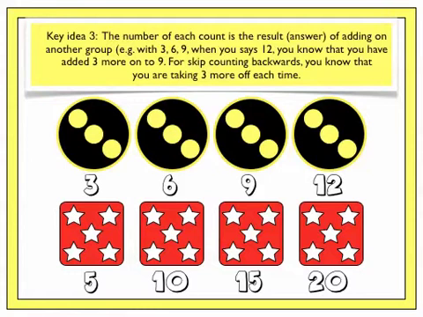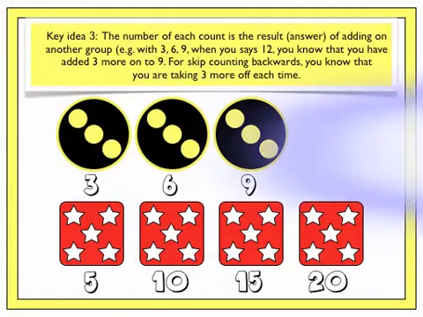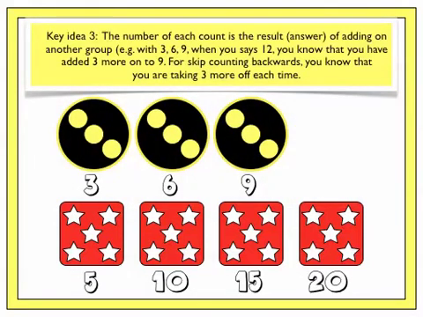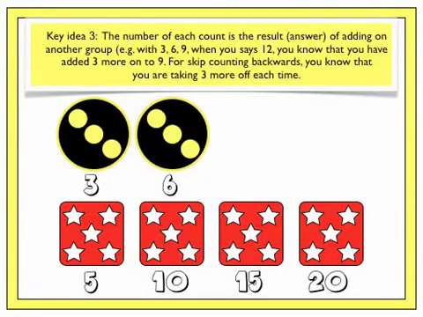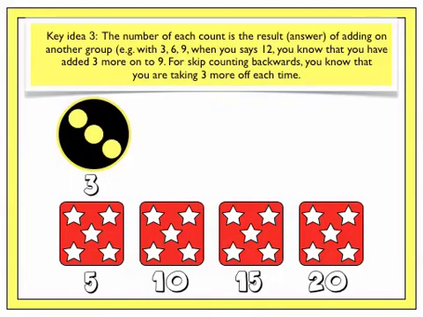Let's look at our model. Each time we count in the sequence, we have added on another group. 3 plus another 3 is 6, plus another 3 is 9, plus another 3 is 12. When we skip count backwards, we take off an equal group each time. We start with a total of 12, then we minus 3, and you are left with 9. Minus 3 more, and you are left with 6. Minus 3 more, and you are left with 3.